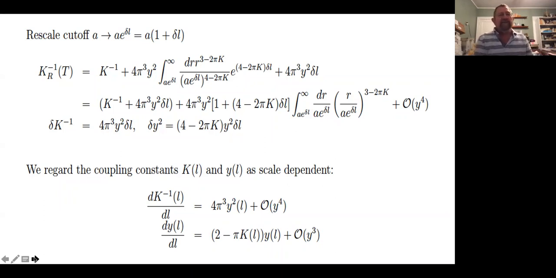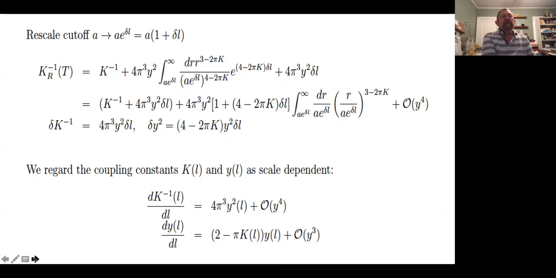So we write this as K to the minus 1 plus 4 pi cubed y squared delta L, plus 4 pi cubed y squared, just the same coefficient that was in front of the original integral, and we have 1 plus (4 minus 2 pi K) times delta L. That's just the expansion of this factor e to the (4 minus 2 pi K) delta L, times this integral from the new cutoff, a e to the delta L, to infinity, of the original expression, except a replaced by a e to the delta L.